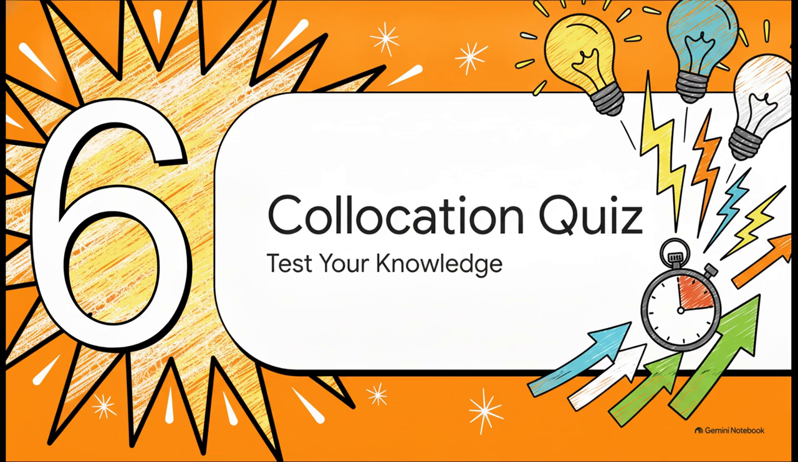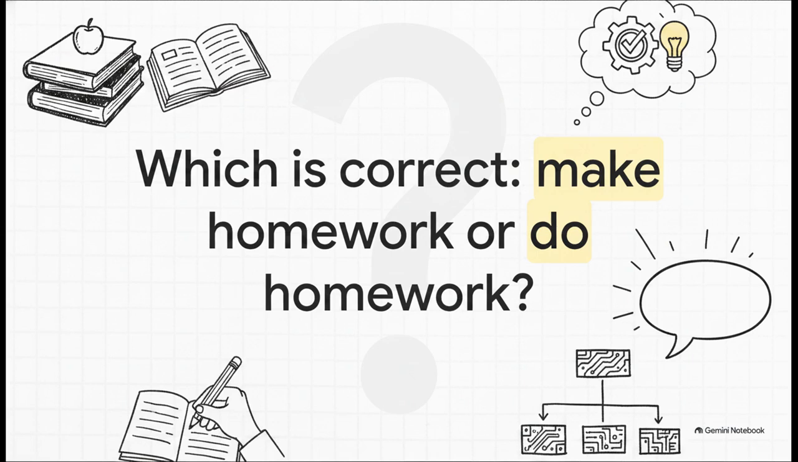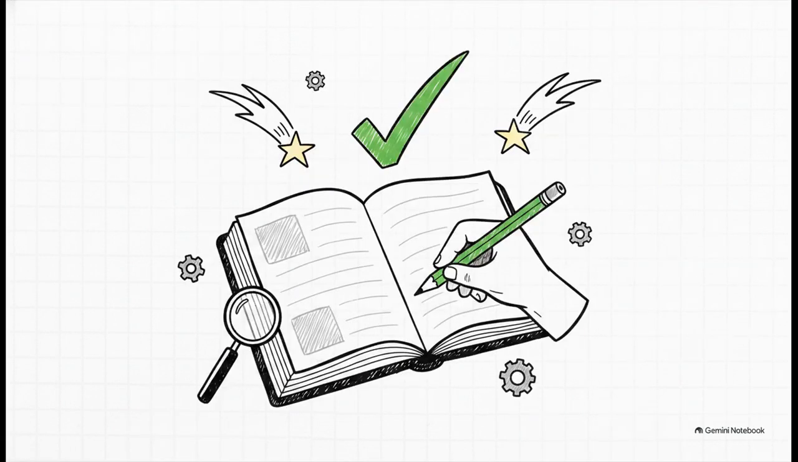All right, Section 6, quick collocation quiz. Let's do a rapid-fire knowledge check. Let's keep the energy high. Question 1. Which phrase is correct? Is it A, make homework, or B, do homework? Come on, answer quickly in your head before we move on. And the correct answer is B, do homework.